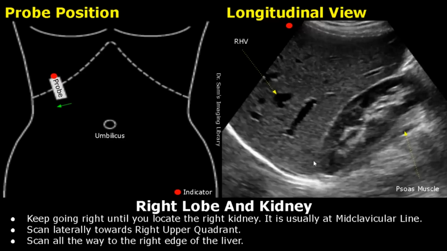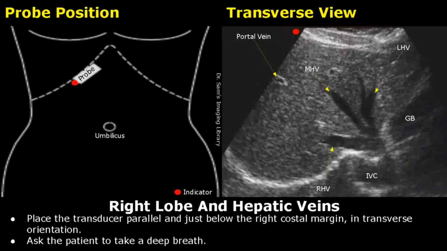Scan all the way to the right edge of the liver. If needed, ask the patient to take a deep breath. This will push the liver below the ribs. Now we will see how to scan the hepatic veins.